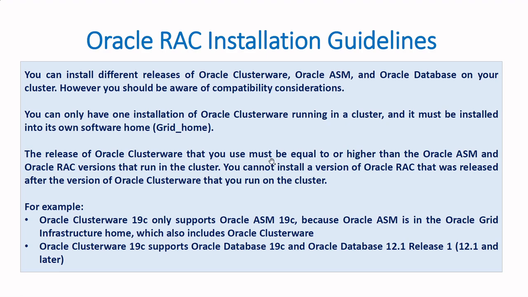The clusterware installation is in the grid home. We call it the grid home, and that is nothing but the location where your clusterware is installed, and you can have only one installation. Now, the release of Oracle clusterware that you are using should be higher than ASM and the database. Oracle clusterware 19c supports Oracle 19c ASM and the 19c database, and 12.1. So if you have 19c clusterware, you can have one grid home which supports the 19c ASM, and it can support multiple databases. But you cannot have Oracle 12c clusterware supporting Oracle 19c databases.